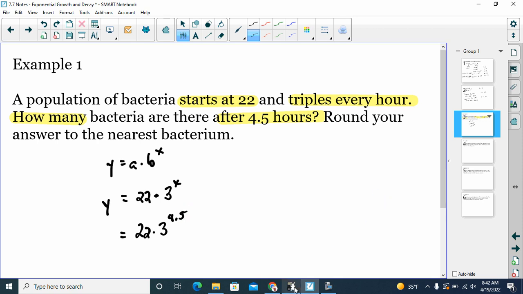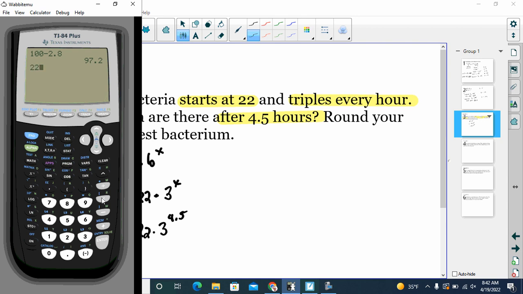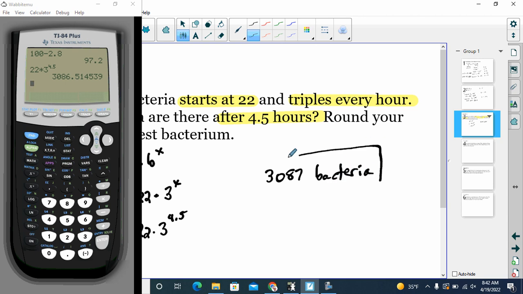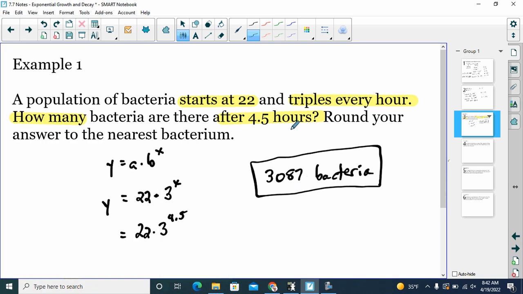And now it's a calculator problem. 22 times 3 to the 4.5 power gives me this. It tells us to round to the nearest whole number, the nearest bacterium. I've got 0.51, which is going to bump it up to 3,087 bacteria. So notice we started at 22. It grew to over 3,000 after 4.5 hours. So exponential equations, remember, they get really big or really small if we have decay pretty quickly. They grow much faster than linear equations.